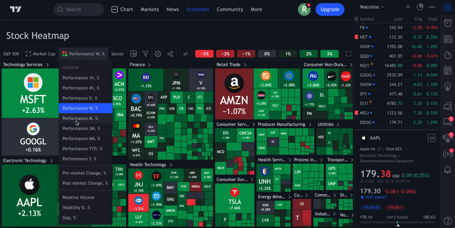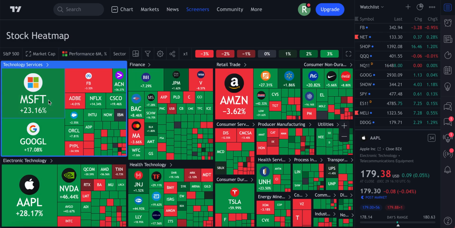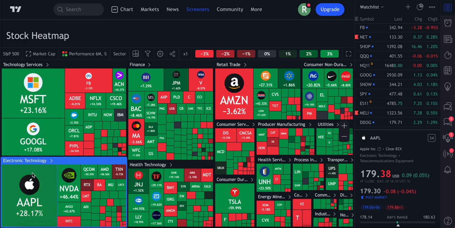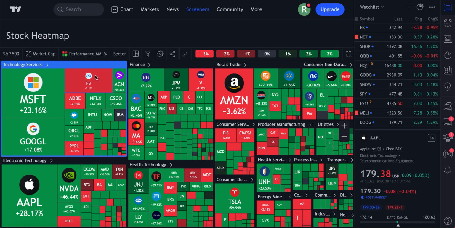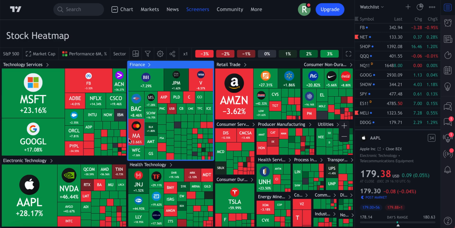So you can have performance over 6 months, right? For 6 months, Microsoft, Google, Apple, those were the leaders, right? Amazon not so good, but you have a lot of other names. Facebook was still down, right? You have Accenture, so doing pretty good.